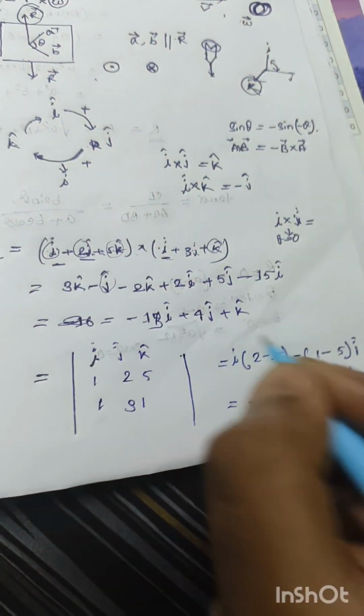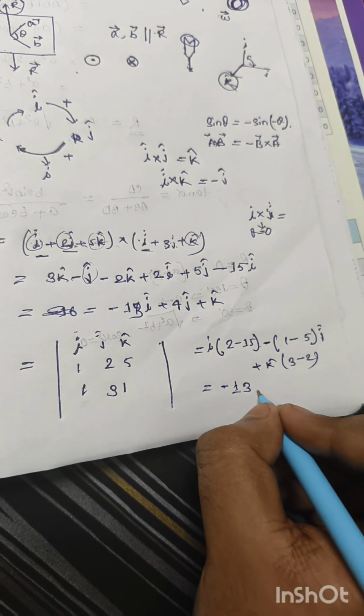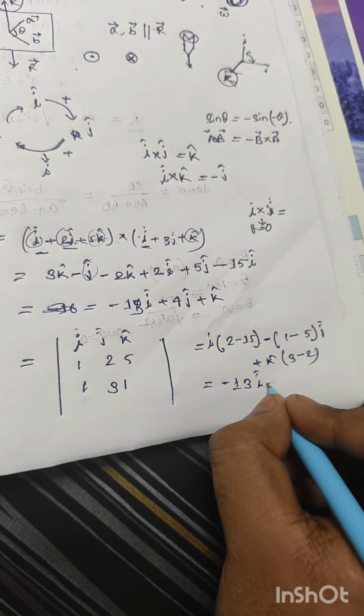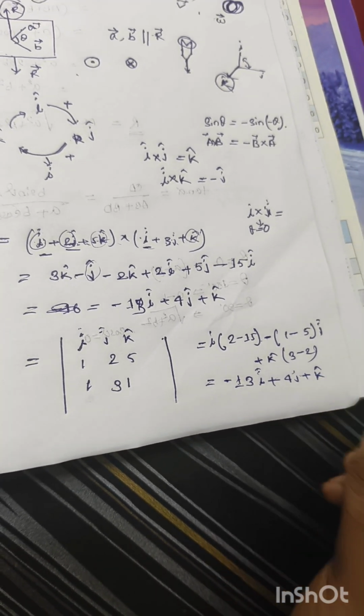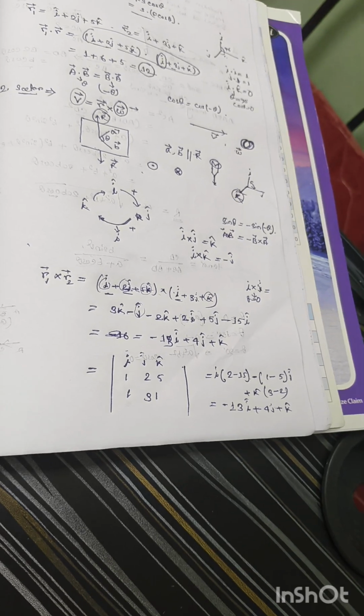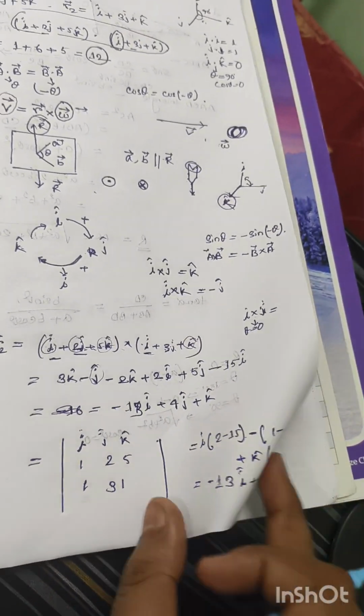Mistake here, it's a mistake. 13 i cap plus 4 j cap. It is going to be easy.